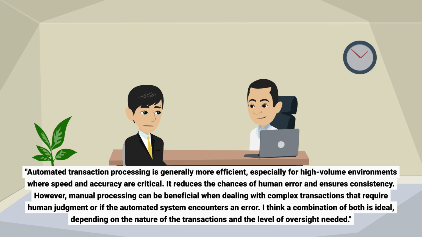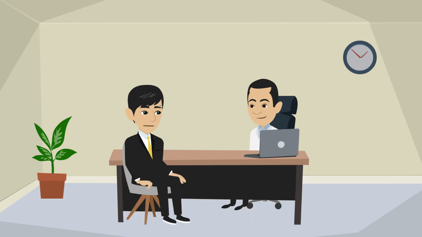Automated transaction processing is generally more efficient, especially for high-volume environments where speed and accuracy are critical. It reduces the chances of human error and ensures consistency. However, manual processing can be beneficial when dealing with complex transactions that require human judgment, or if the automated system encounters an error. I think a combination of both is ideal, depending on the nature of the transactions and the level of oversight needed. Interesting.